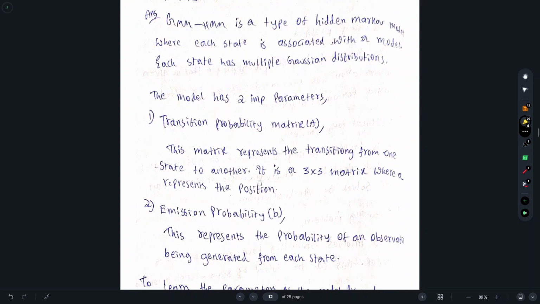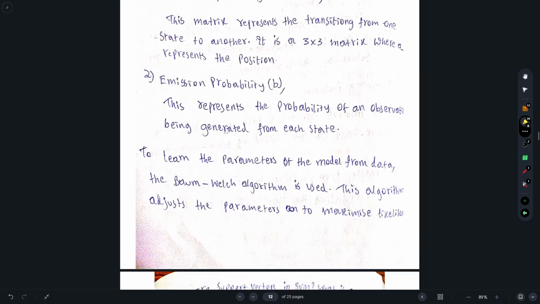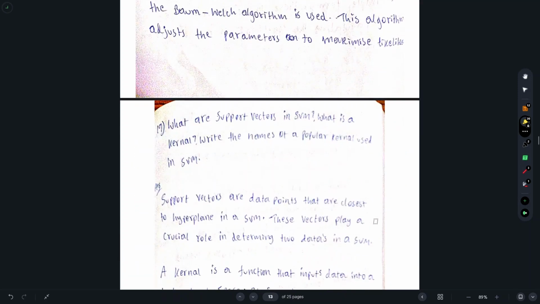Then describe a GMM-HMM model in detail. A GMM-HMM model is a type of hidden Markov model in which each state has multiple Gaussian distributions. It has two important parameters, the transition probability matrix and the emission probability matrix. The transition probability matrix is a 3 by 3 matrix that represents changing from one state to another, whereas emission probability is the probability of an observation being generated from each state. To learn the parameters of a model from data, the Baum-Welch algorithm is used. This algorithm adjusts the parameters to maximize the likelihood.